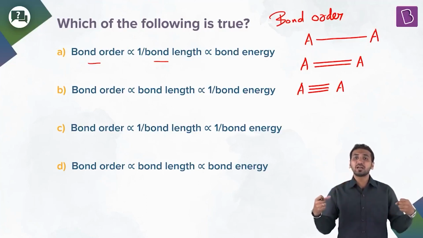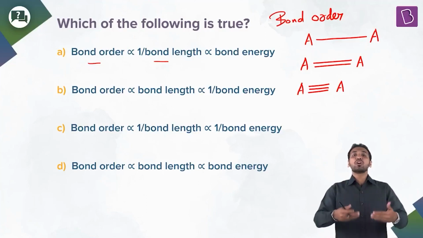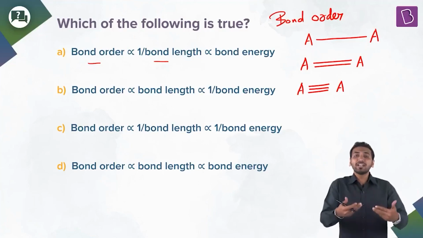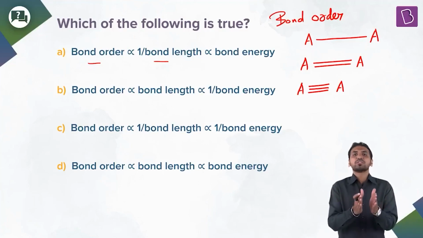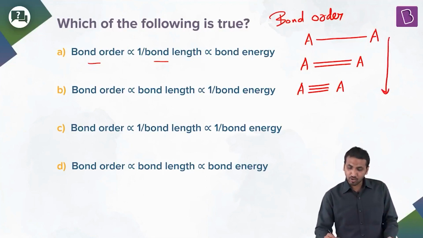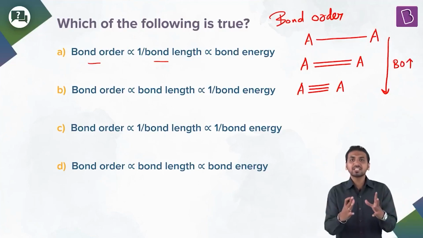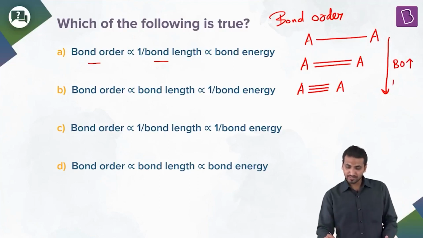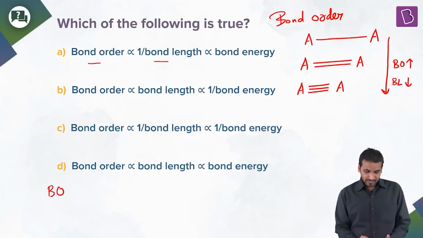And when it is a carbon-carbon triple bond, then they are more strongly attracted, more strongly bonded, then they come even closer to each other. That means as you are increasing the bond order, the bond length is decreasing. That means bond order is inversely proportional to bond length.